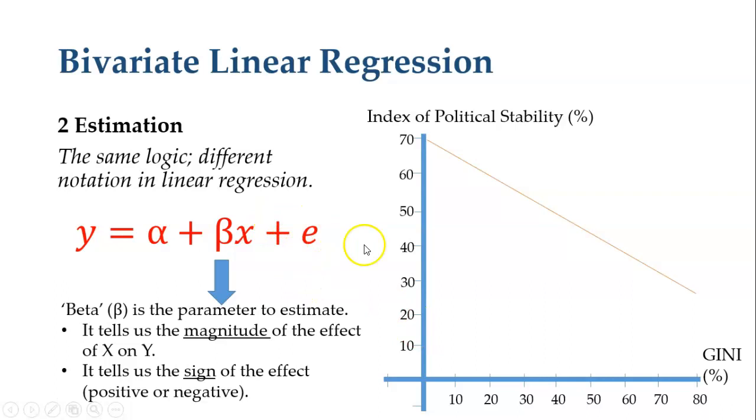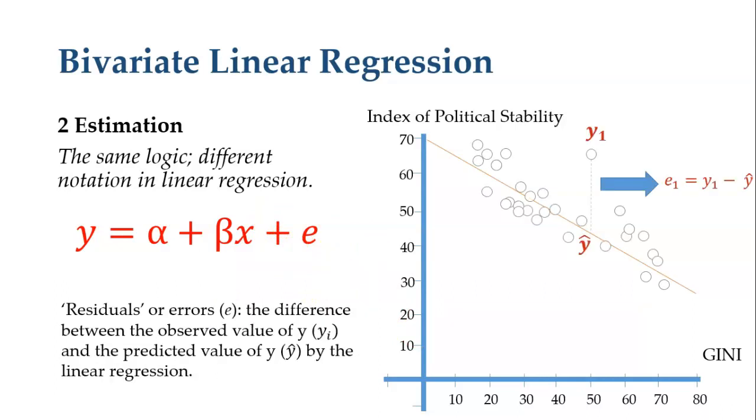Okay? And the new element in this formula is error. So we're gonna include in our formula the residuals or error. And what is error here? Error is the difference between the observed value of y. For instance, imagine this country is, I don't know, United States. Okay? Oh no, Costa Rica. I don't know, something like that. So Costa Rica is a very stable country.